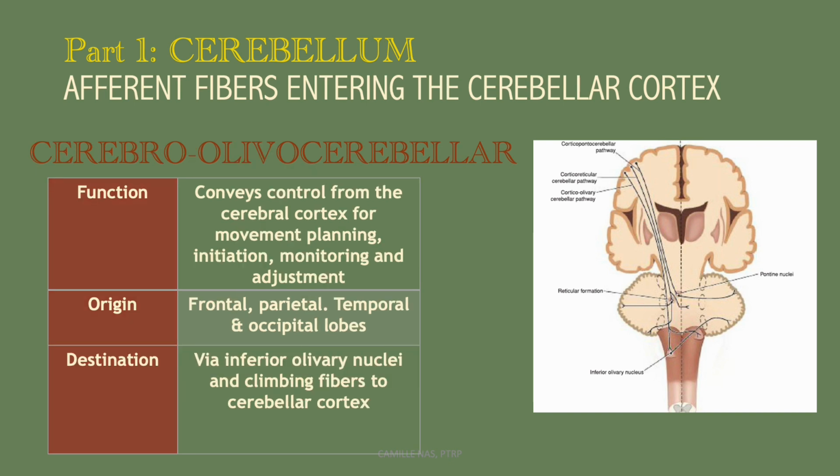Next, we have the cerebro-olivocerebellar. This one comes from still your cerebral cortex: the frontal, parietal, temporal, and occipital lobes, and it will send signals to the cerebellar cortex via your inferior olivary nuclei and climbing fibers. This one conveys control from the cerebral cortex for movement planning, initiation, monitoring, and adjustment.